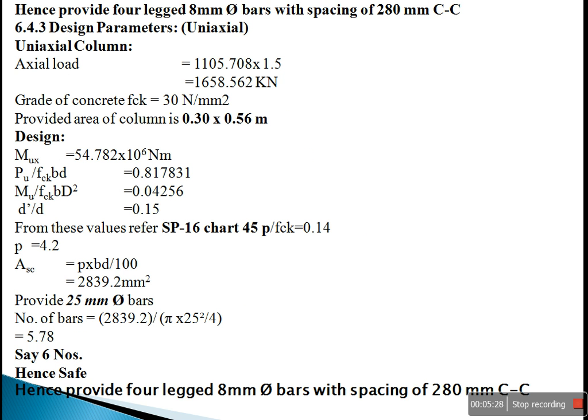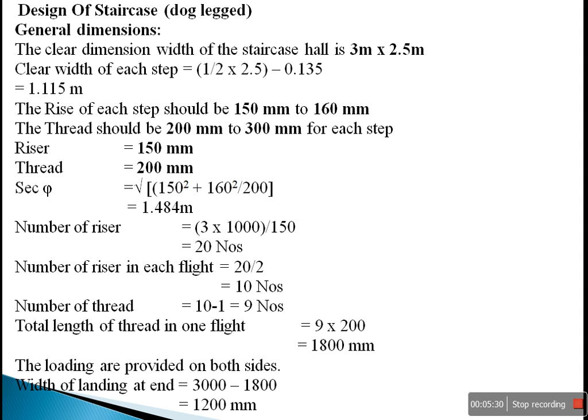Staircase: the rise of each step should be 150 mm to 160 mm. Number of rises is 20 numbers, and number of rises in each flight 10 numbers. Number of treads equal to 9 numbers.